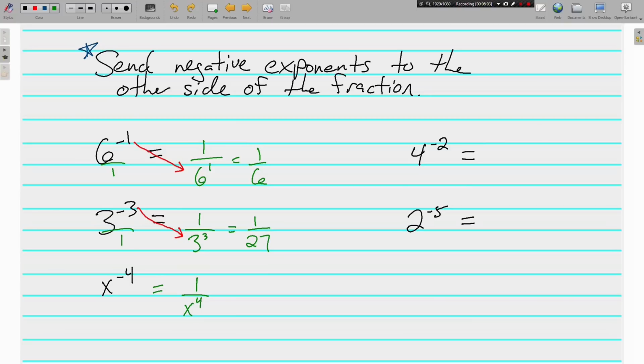A couple more over here. 4 to the negative second becomes 1 over 4 to the second, positive. And of course 4 squared is 16. 2 to the negative fifth becomes 1 over 2 to the positive fifth. 2 to the fifth power is 32. Send negative exponents to the other side of the fraction. That will make them positive.